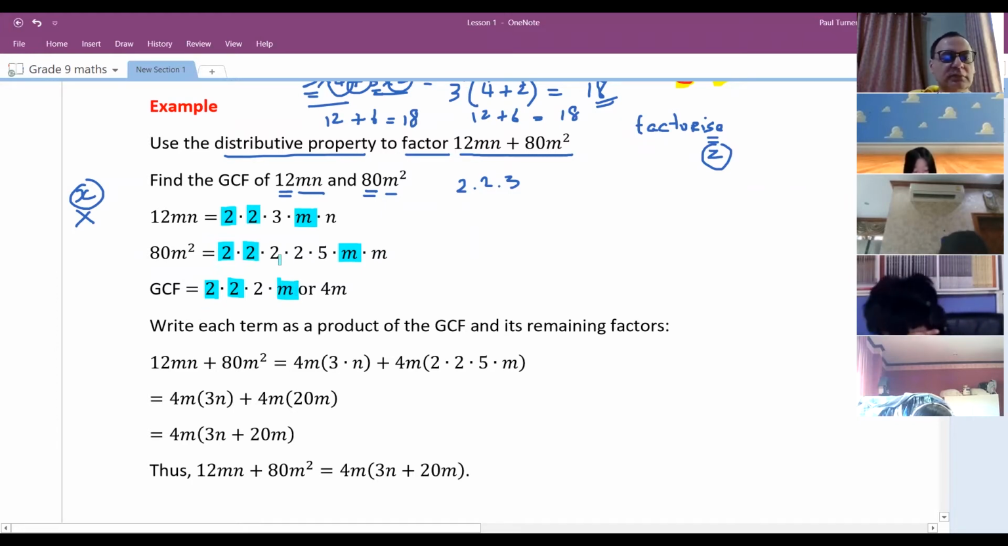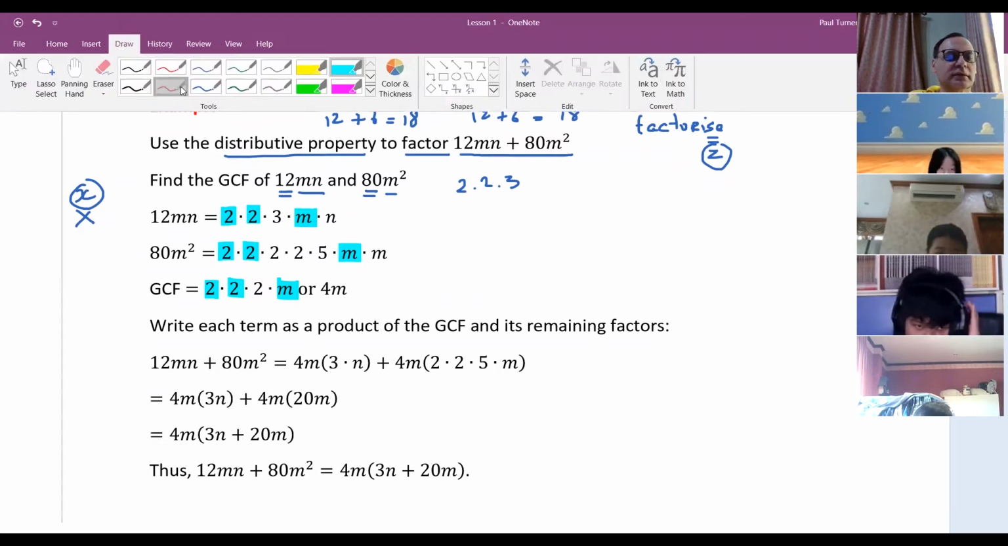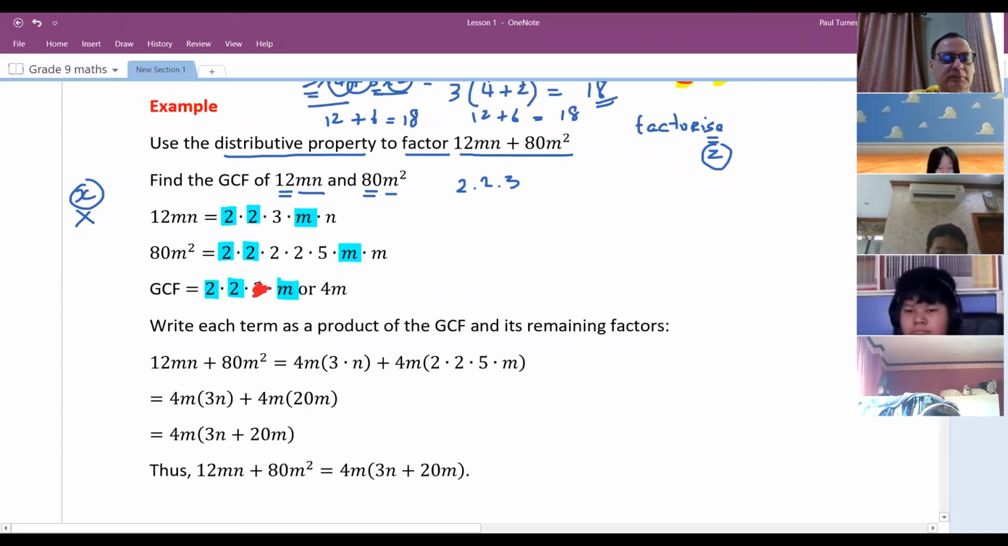So 2, 2. Why do we have, oh, that one must be an error. Did you see that? That one, not there. My typing error. So we've got 2, 2, and m. So 2 times 2 is 4, 4m.